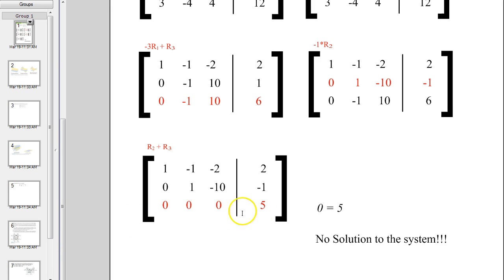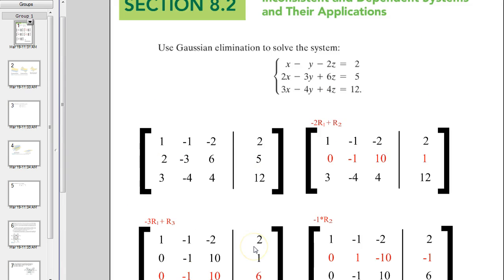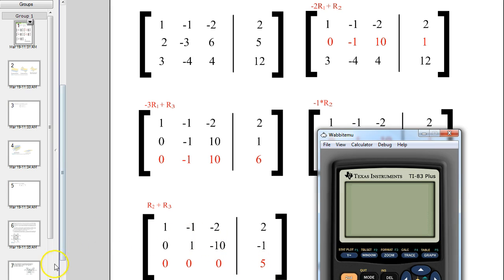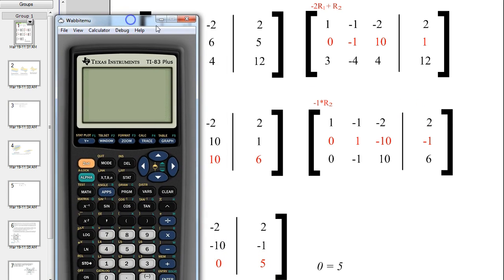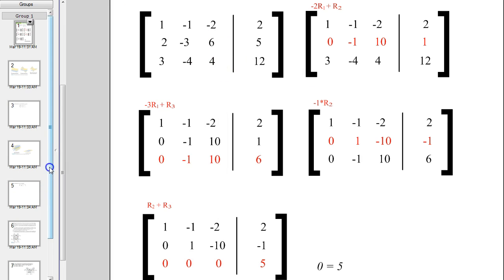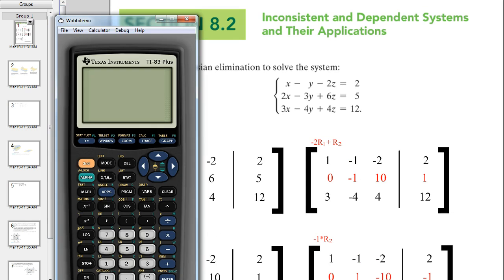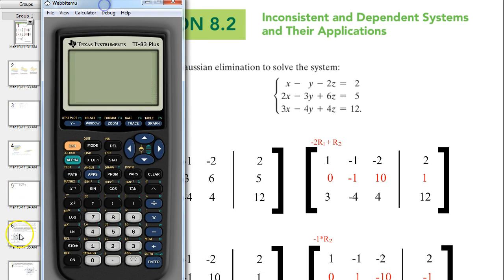And we talked about it before in your calculator, that you'll see that row of zeros. Now typically your calculator will divide this equation right here by that 5 and get a 1 there. So typically on your calculator, instead of a row of zeros and then any other number, you'll have a row of zeros and then a 1. And that's the way that you know with your calculator that you have no solution.